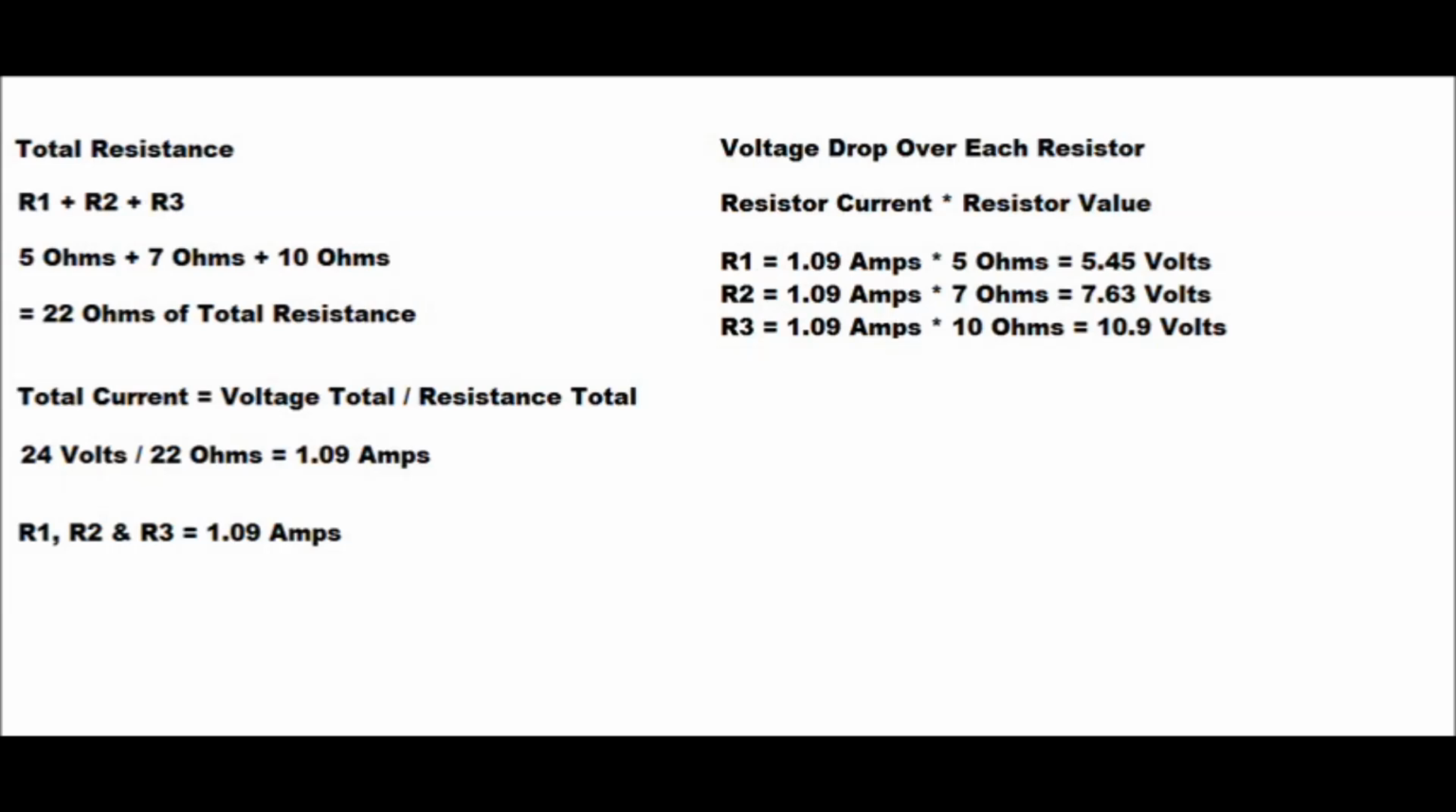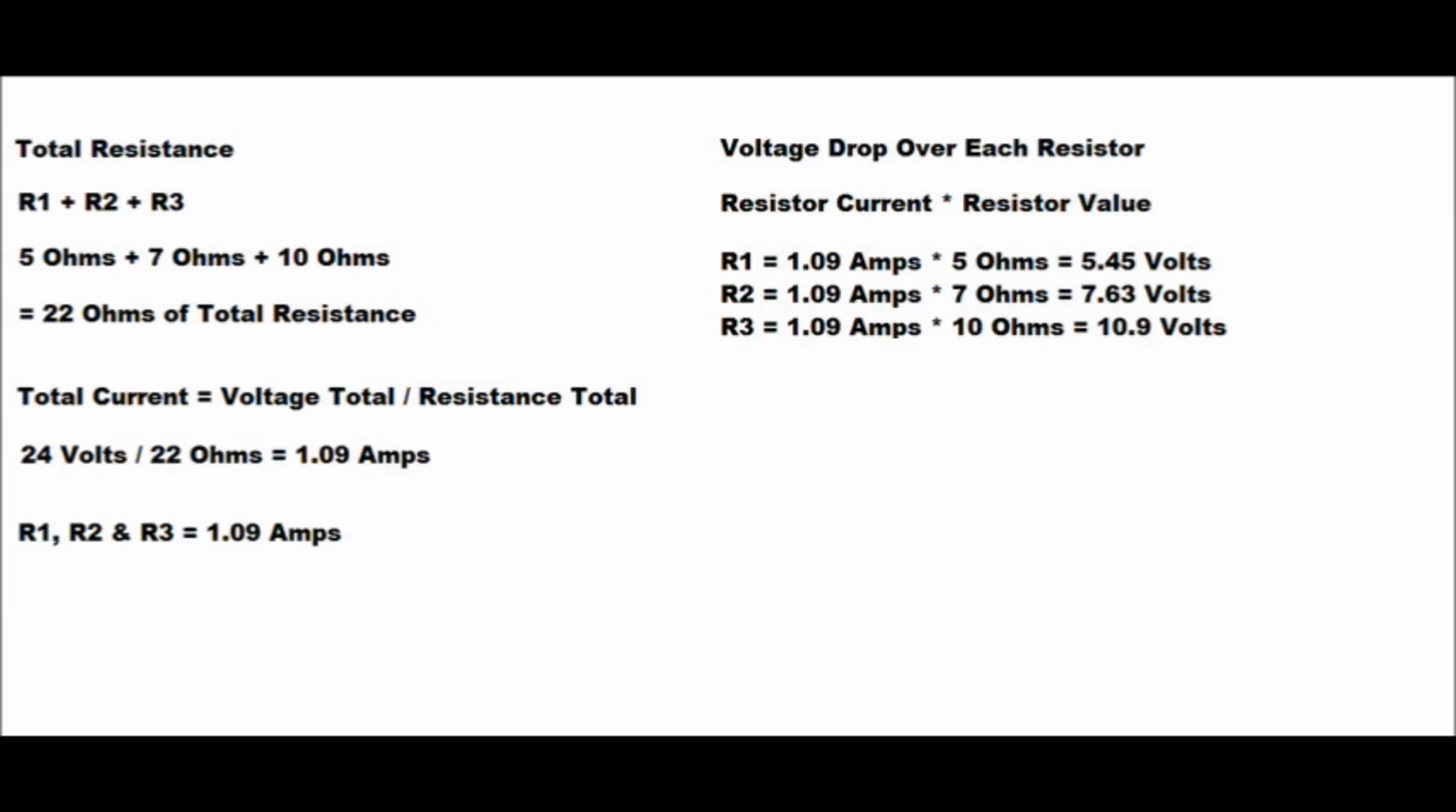The second resistor has 1.09 amps and is 7 ohms. 1.09 multiplied by 7 equals 7.63 volts. And the third resistor has 1.09 amps and is 10 ohms. So 1.09 multiplied by 10 is 10.9 volts.